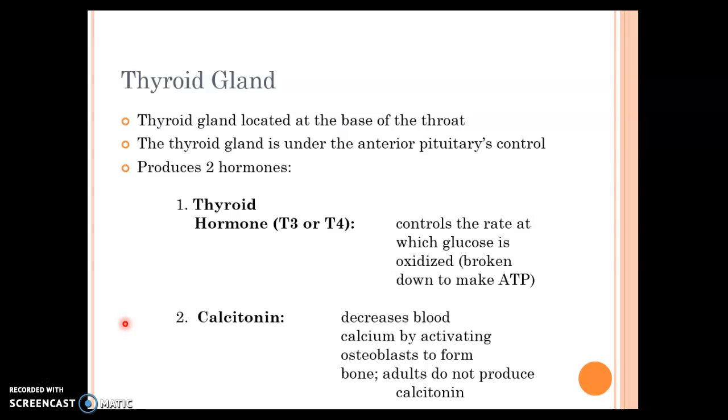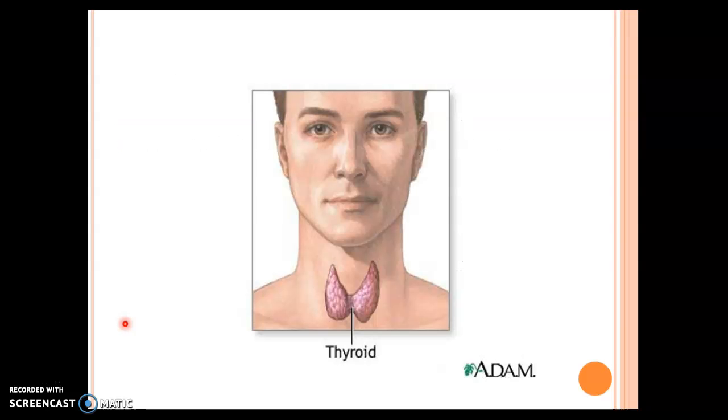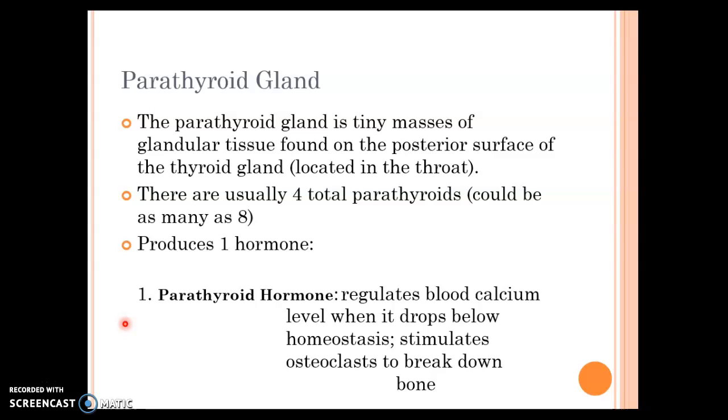So when we consume something high in calcium and our blood calcium goes above homeostatic level, calcitonin will be produced from the thyroid gland, and it's going to stimulate those osteoblasts, those bone builder cells, to take that calcium and build bony matrix. There's the thyroid gland in the throat.